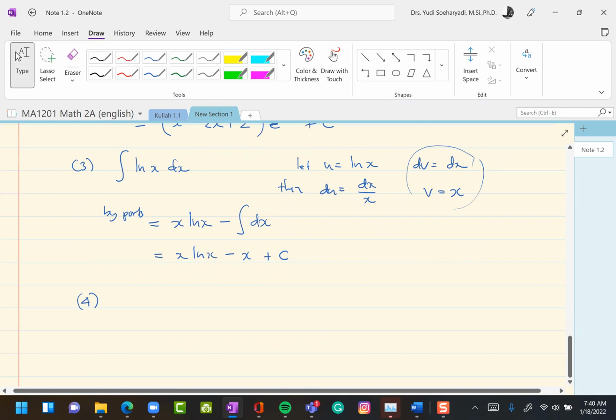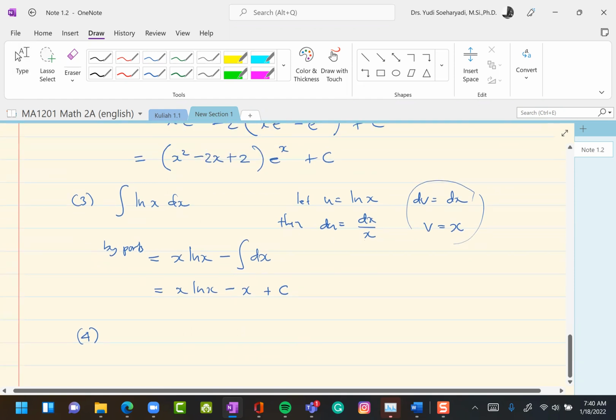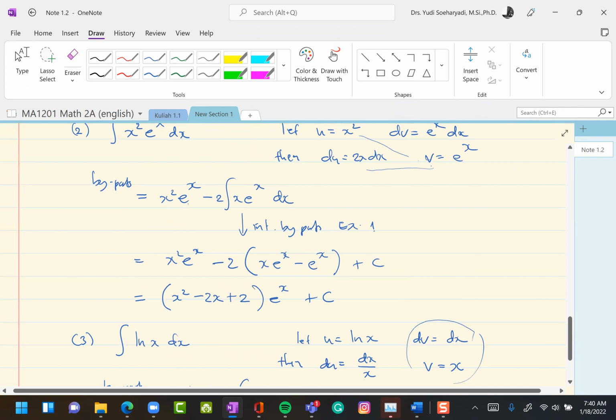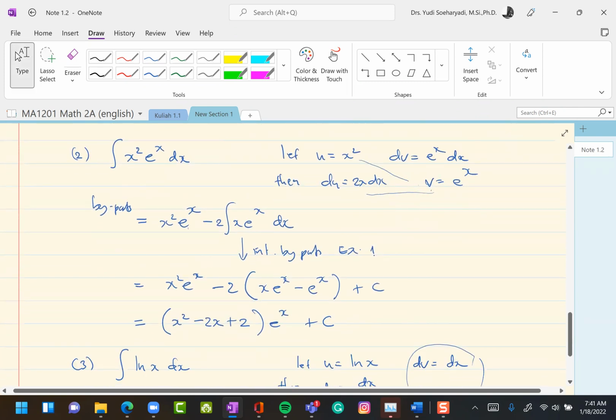Excuse me, can you go back to problem number 2? Example 2, all right. How do you integrate the integral of x times e to the power of x? Oh, this one, example 1.